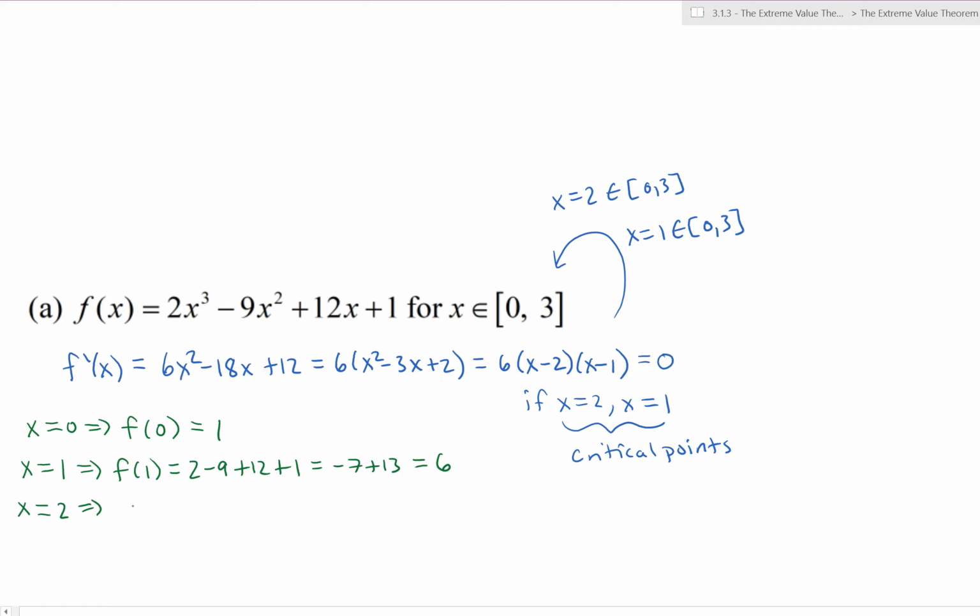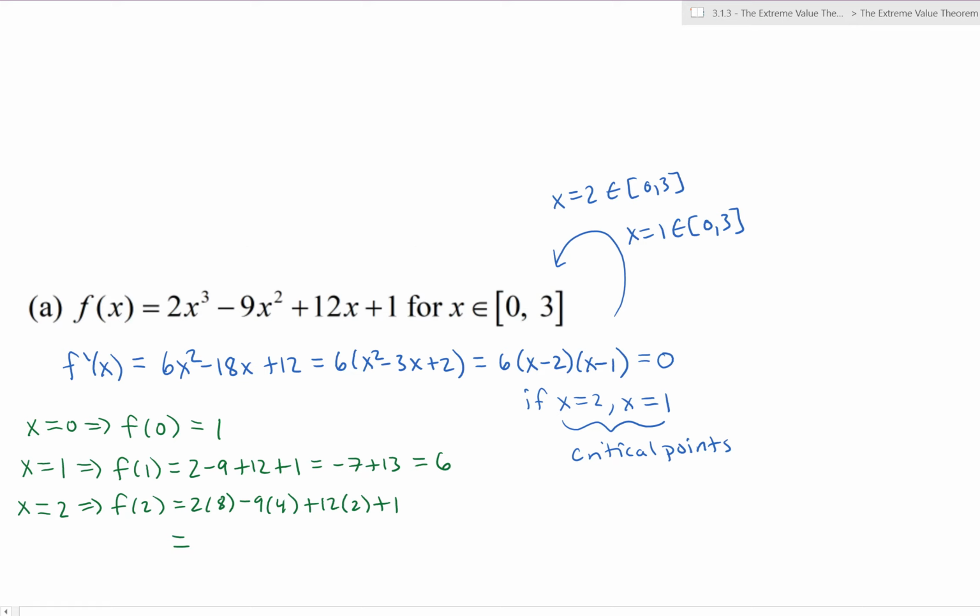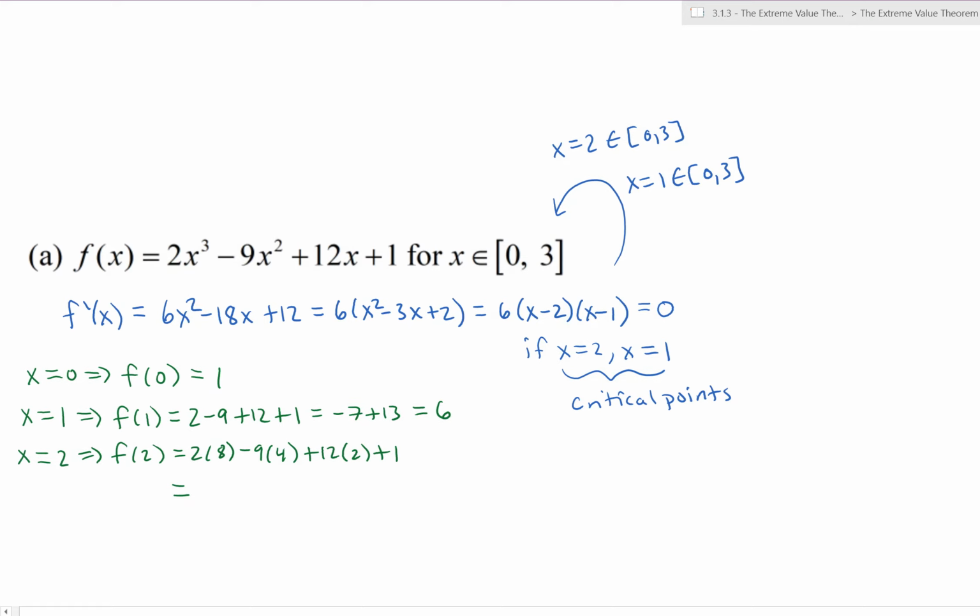At x is 2, plug it in. F of 2, that's 2 times 8, just cubing the 2, minus 9 times 4, plus 12 times 2 plus 1, doing some arithmetic since I don't have my calculator handy on me right now. 16 minus 36 plus 24 plus 1, which is negative 20 plus 25, so that's equal to 5. So far, we got output values of 1, 6, and 5.